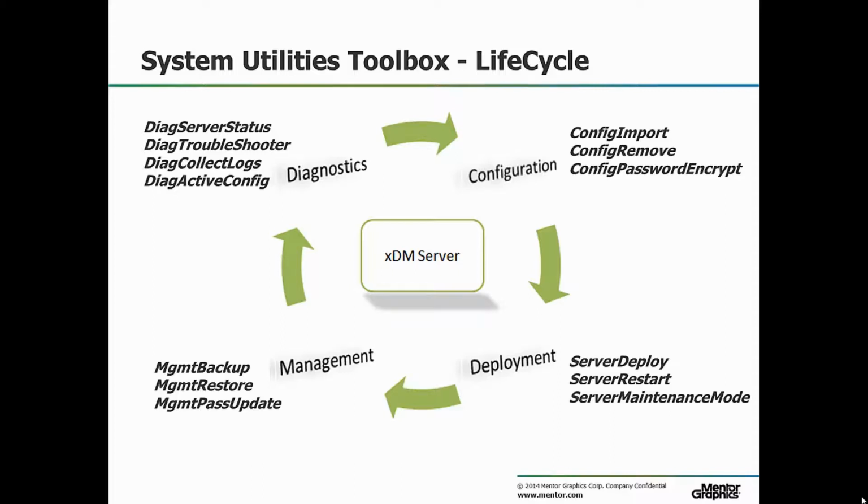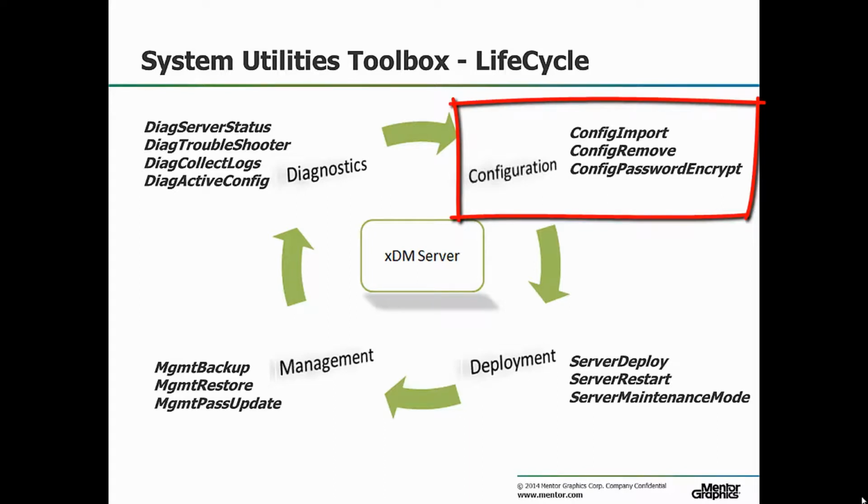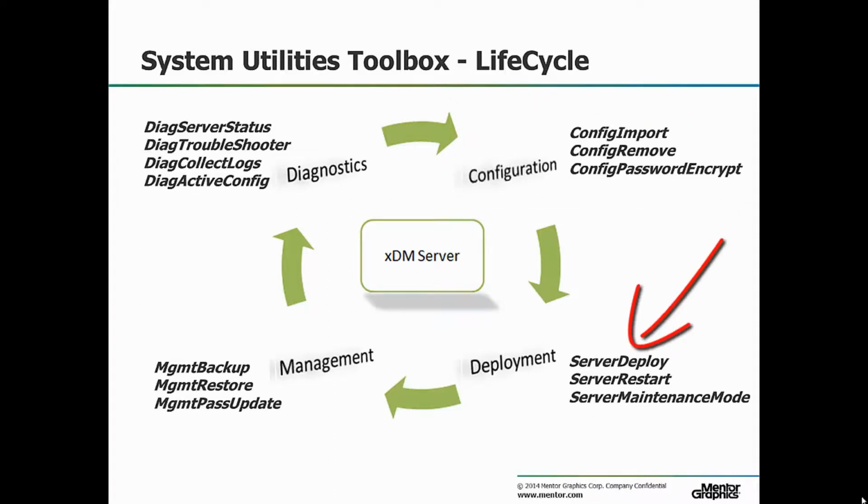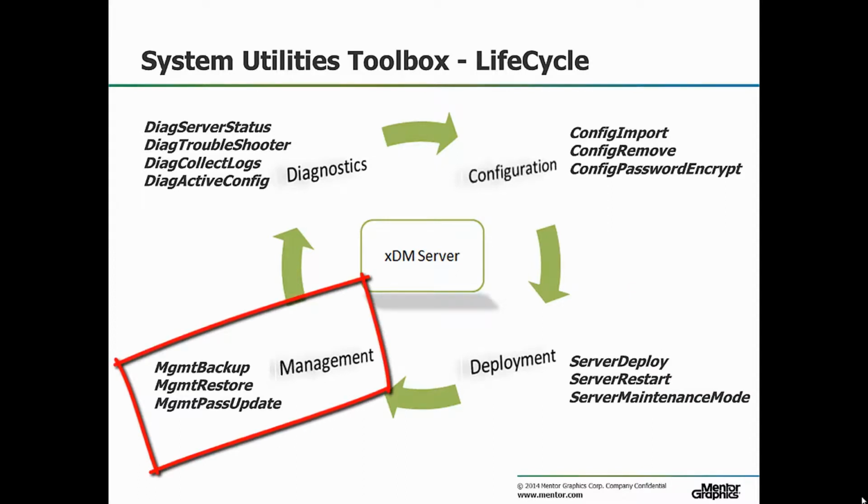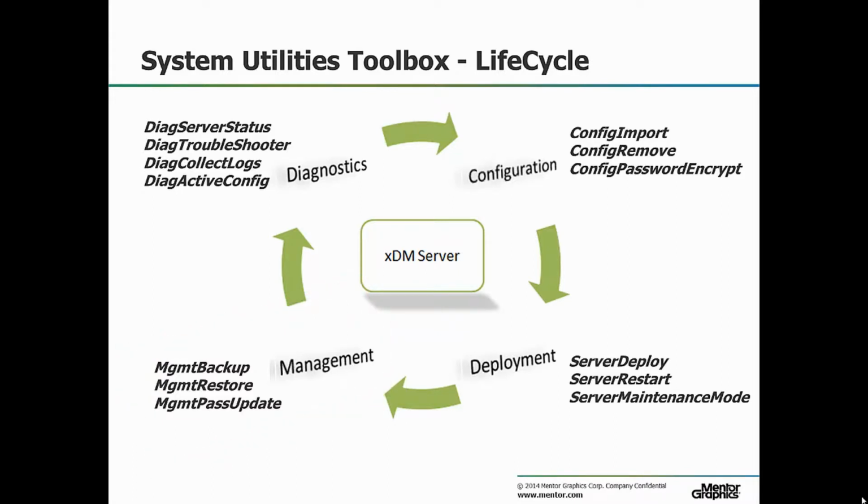Once you've finished installing the XDM server, together with the utilities and the products, you are ready to use diagnostic utilities to check the readiness of the host. You can use the configuration utilities to modify default settings, or you can immediately use the server deploy utility to start with the actual deployment of the XDM server. The management utilities enable you to run, backup, and restore, as well as other functions.